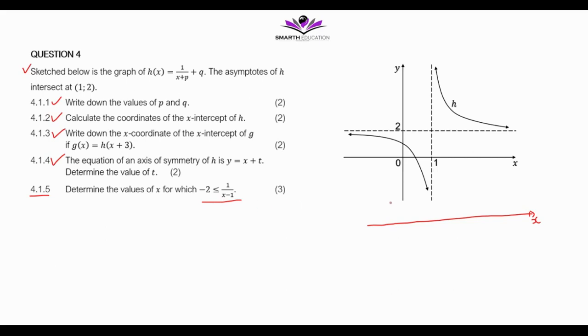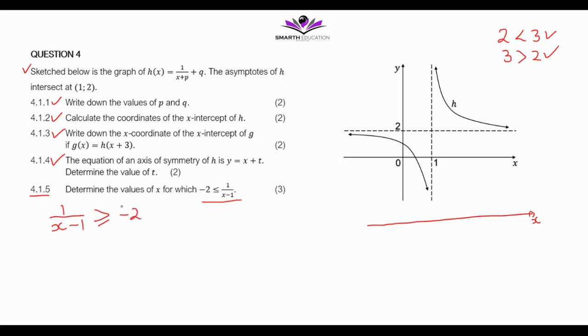Let me give you an example. If I say 2 is less than 3, do you see that I can write this as 3 is greater than 2? This and this are just the same thing. So that's what we're going to do here. This is just the same as 1 over x minus 1 is greater than or equal to negative 2.